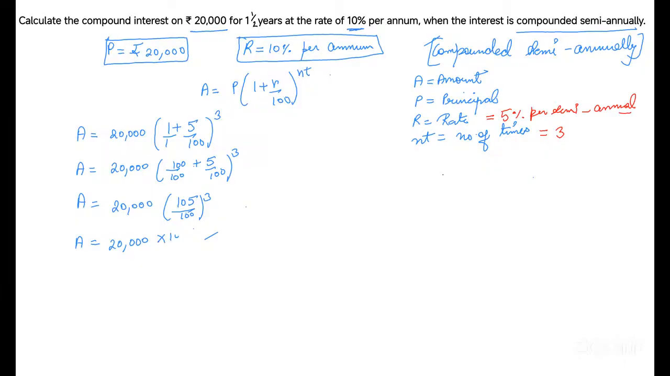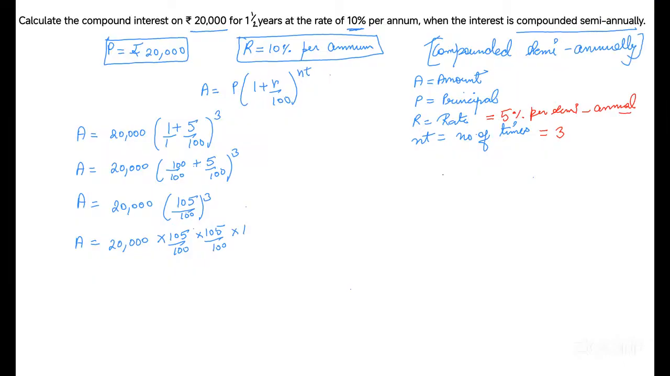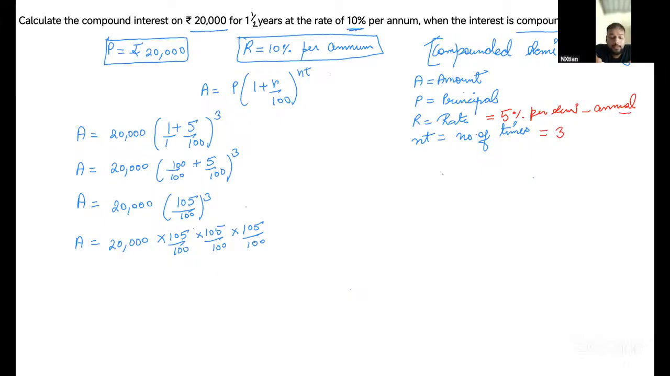Sir, won't the number of times be 6 because it's semi-annually, right? No, it won't be 6, beta. See, semi-annually means after 6 months the interest is applied. And for how many years? For 1.5 years. So basically we'll do it like that.